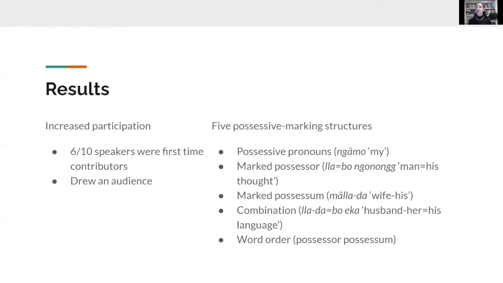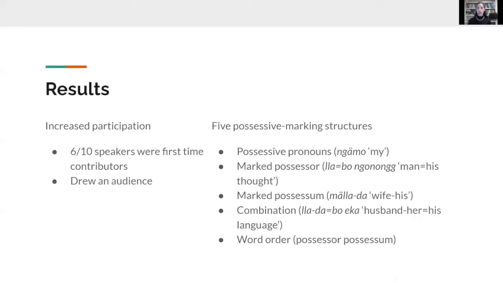And so I'm still curious about the Ende data and how this compares. But the 5 different ways that I found were, first was possessive pronouns, Limol meaning my. The second was morphologically marked possessors. So in this example, Rabo Manong, man, his, thought.